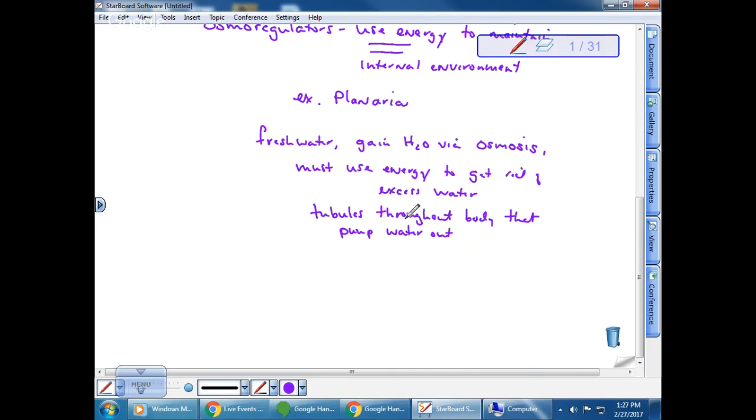And the same thing happens with earthworms. Each segment of an earthworm has its own tubule that pumps water out. Sometimes you see on rainy days the earthworms coming to the surface. Why are they coming to the surface? They're going to drown, right? Because they actually breathe through their skin. All of a sudden there's too much water in the soil and not enough air, so the soil gets saturated. The earthworms come up because they're drowning. They can't get enough oxygen.